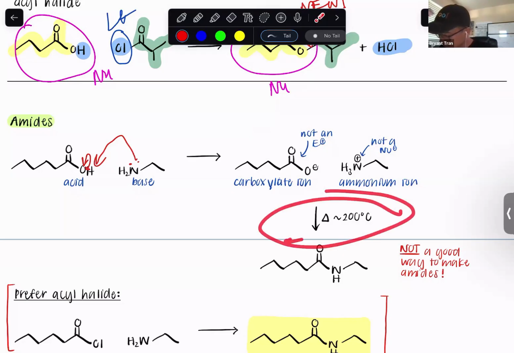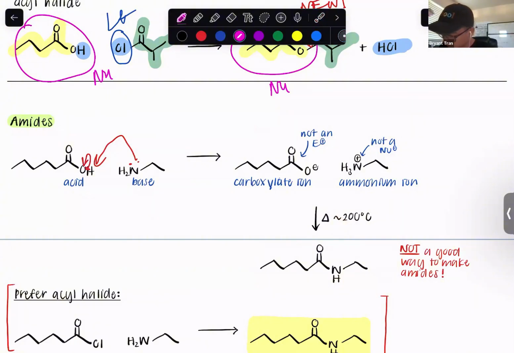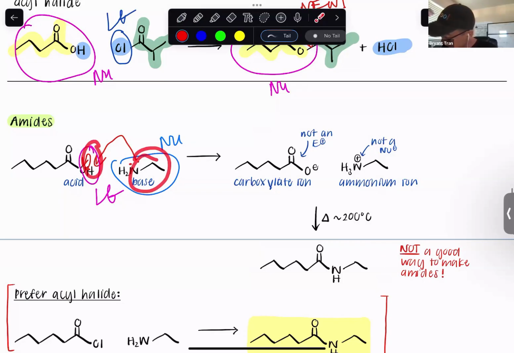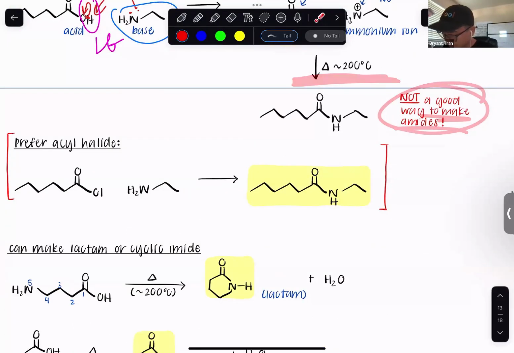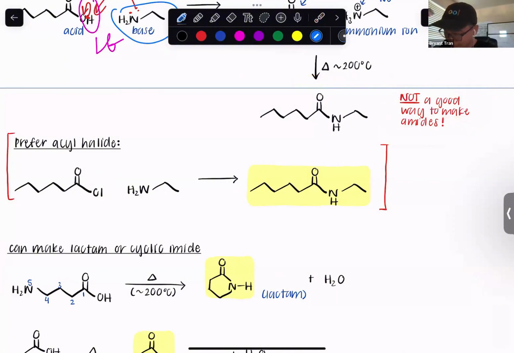But if we have heat, like 200 degrees Celsius, we can force it to create an amide right here, where you could think of this as the leaving group, and then this as the nucleophile. And we could substitute the leaving group with the nucleophile to create this amide right here. In extreme conditions, heat, but it's not a good way to make amides. It's very messy, right? The better way is to use an acyl chloride, the most reactive derivative, right?